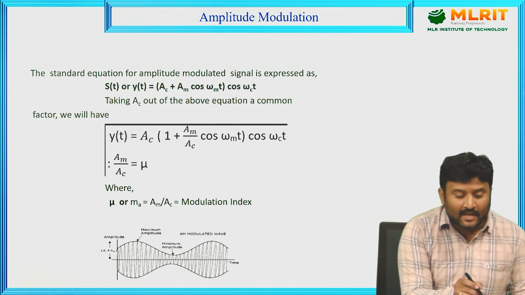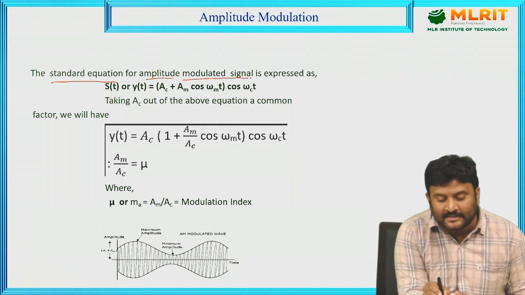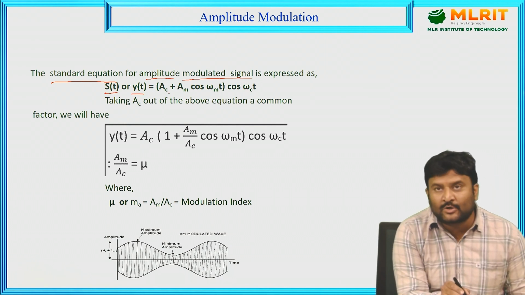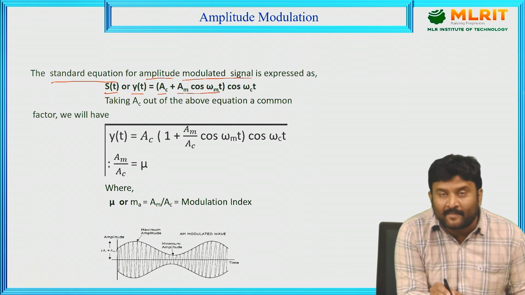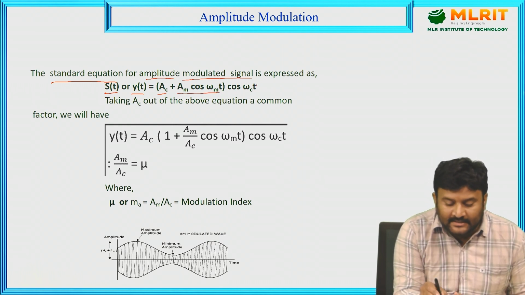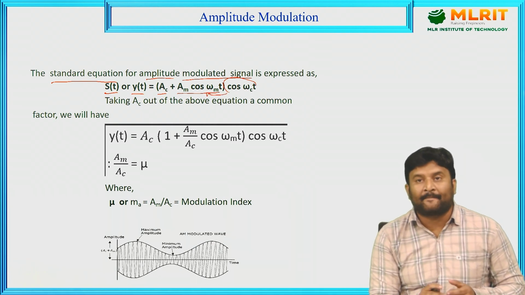That's why observe here, the standard equation for the amplitude modulated signal is s of t or y of t is equal to (Ac plus Am cos omega mt) into cos omega ct. What is the meaning here? The entire carrier signal is varying with respect to the message signal amplitudes.